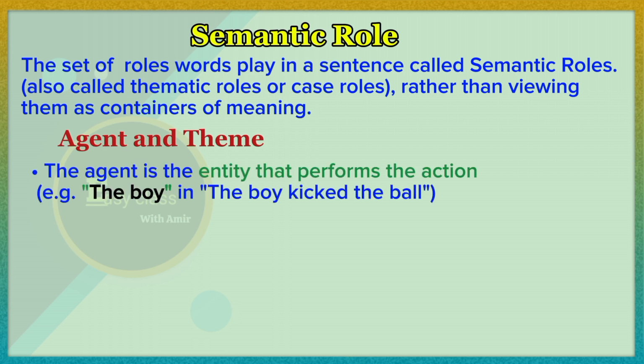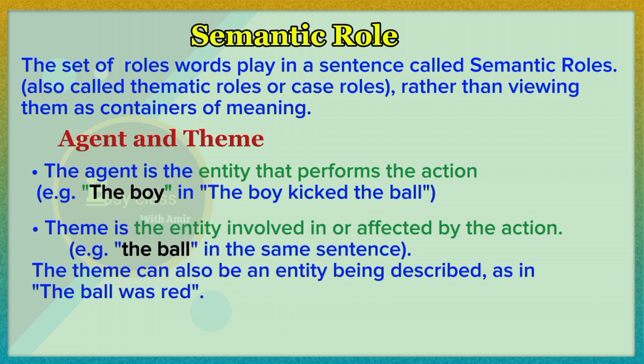The agent is the entity that performs the action, for example, the boy in "the boy kicked the ball," while the theme is the entity involved in or affected by the action, for example, the ball in the same sentence. The theme can also be an entity being described, as in "the ball was red."